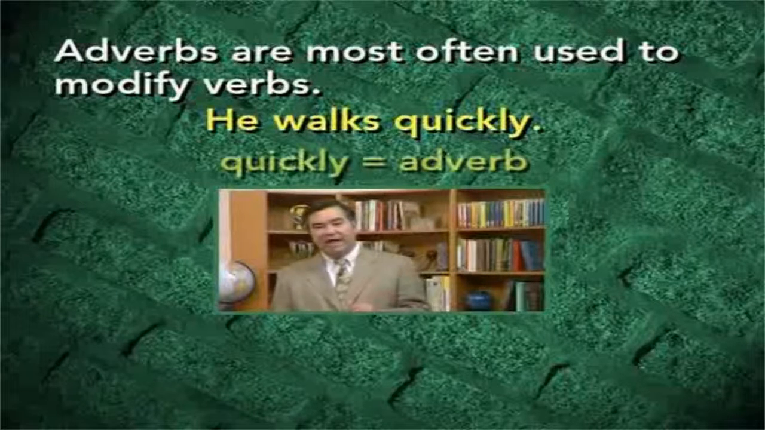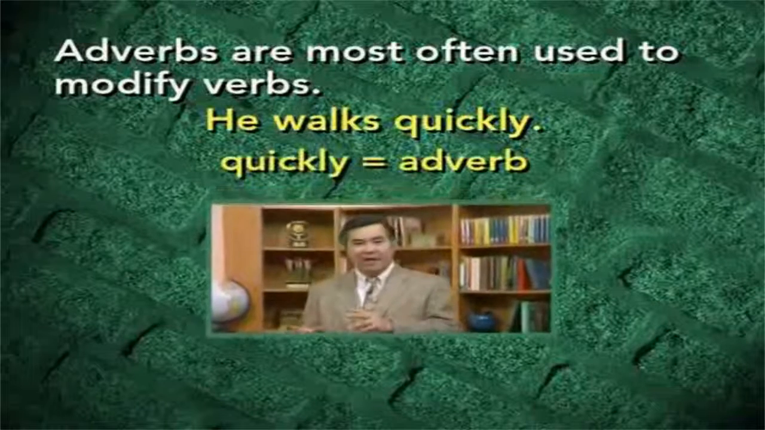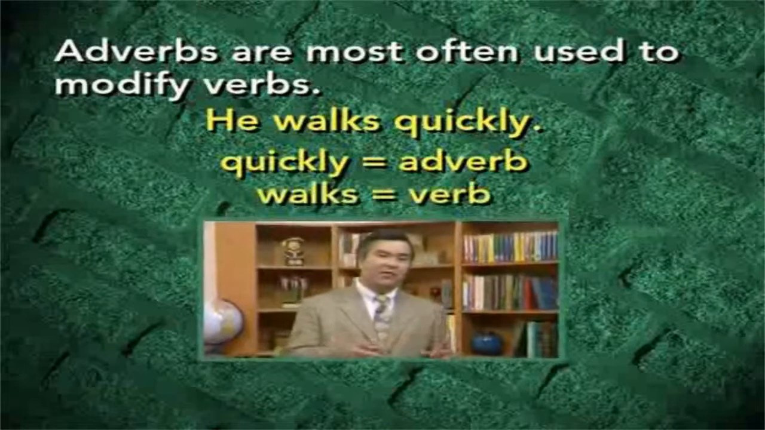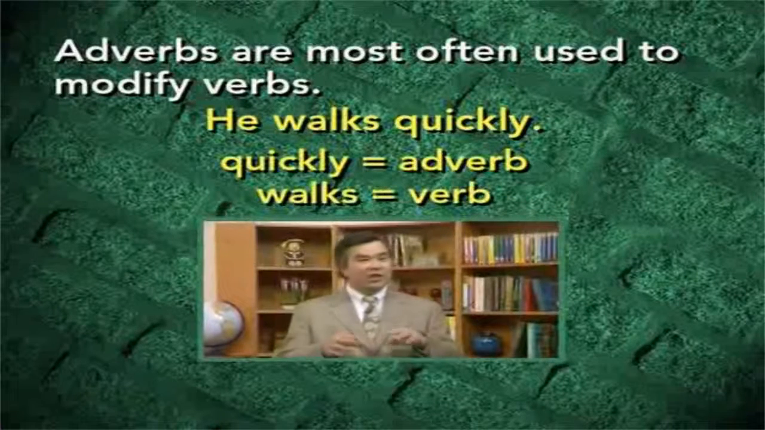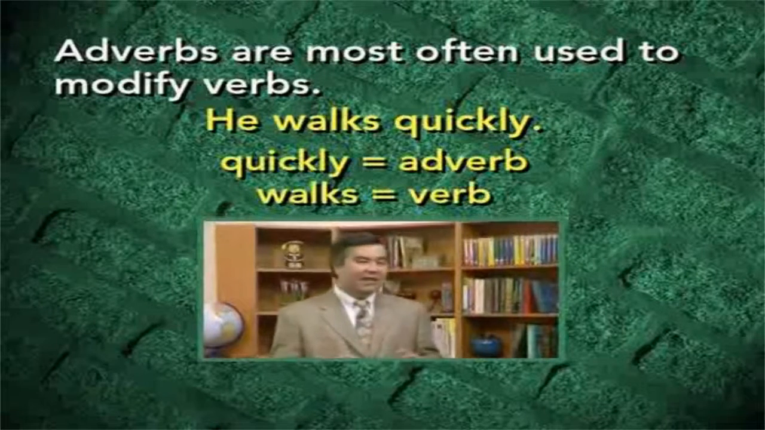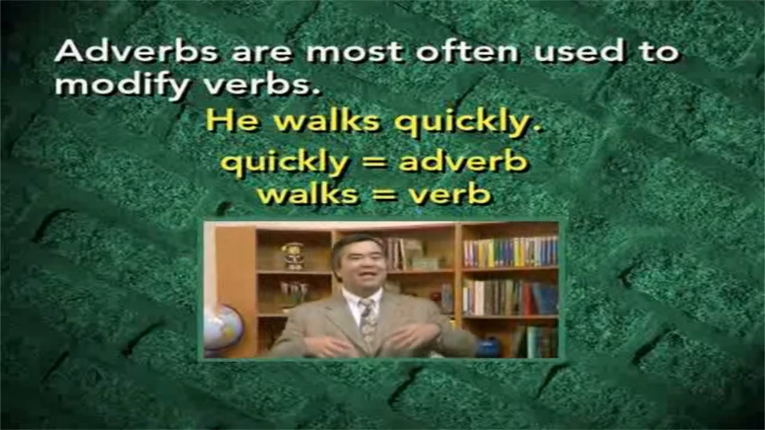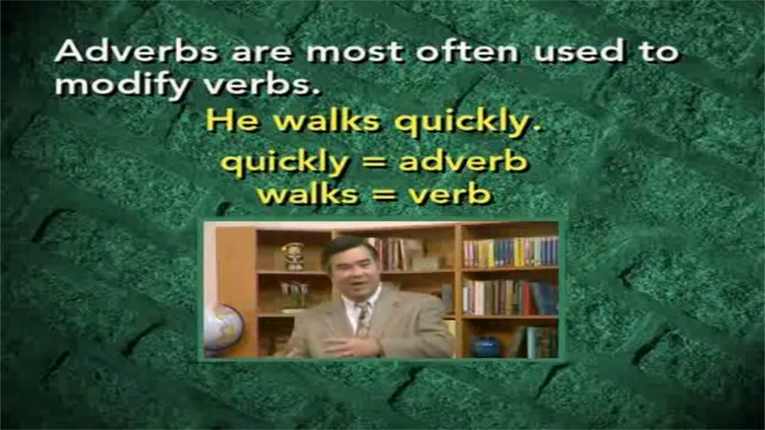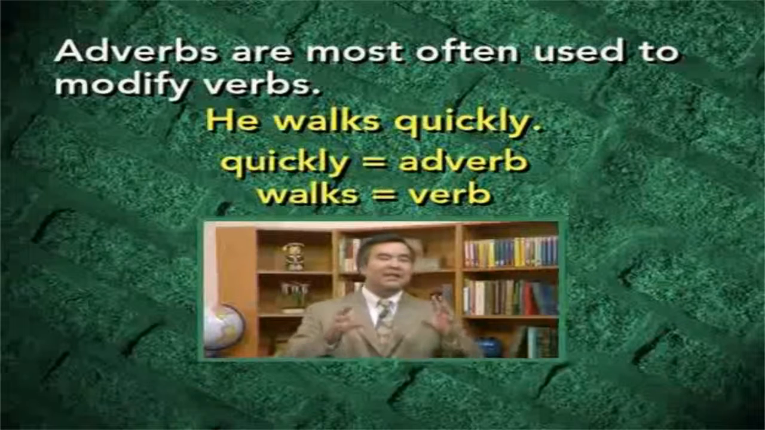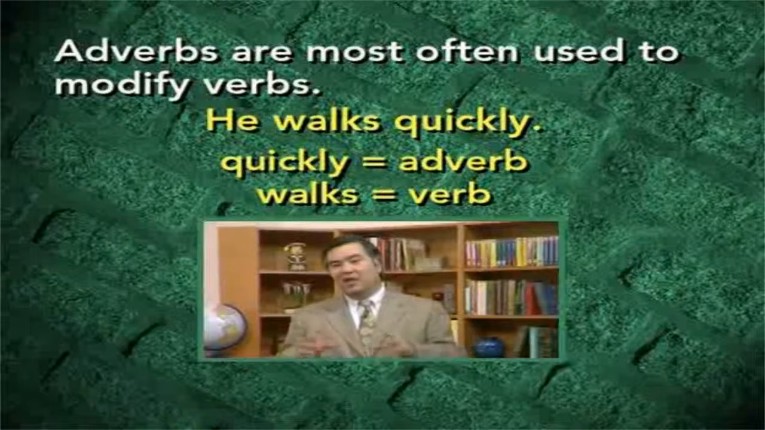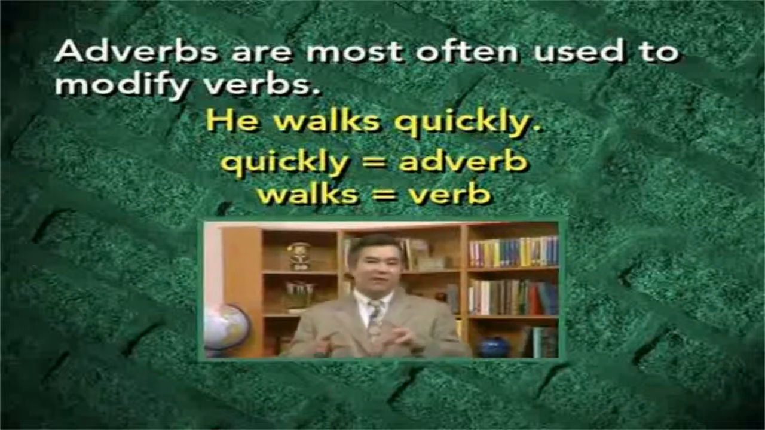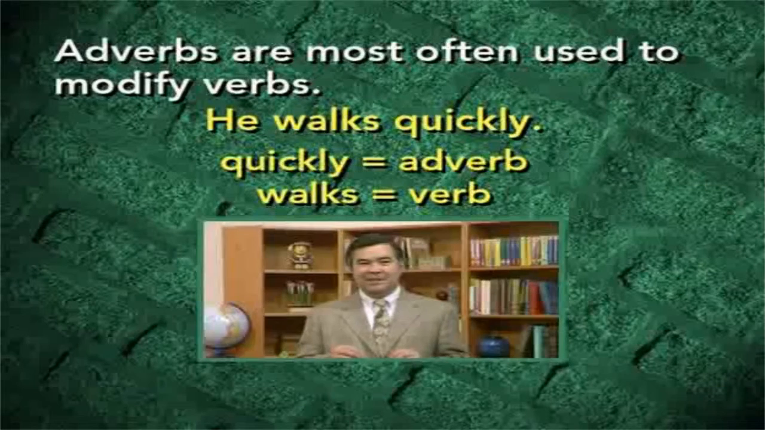Here we have the adverb quickly, and it modifies or gives more information about the verb walks. Walks describes an action in this sentence, and quickly tells us a little bit more about what that action is like. It's a quick walk. It's walking that is being done quickly. It tells us how the walking is being done. So quickly, the adverb, modifies the verb walks in this sentence.